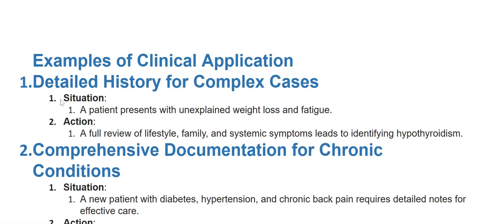Examples of clinical application: detailed history for complex cases. Situation: a patient presents with unexplained weight loss and fatigue. Action: a full review of lifestyle, family, and systemic symptoms leads to identifying hypothyroidism. Comprehensive documentation for chronic conditions.